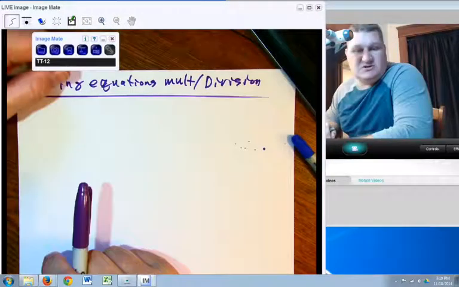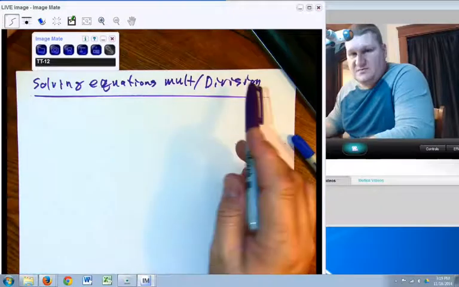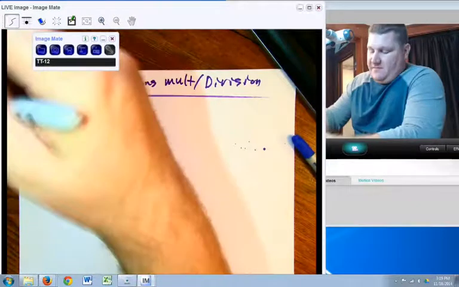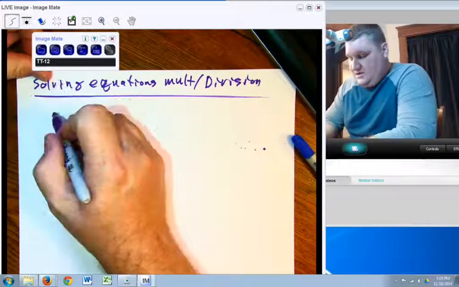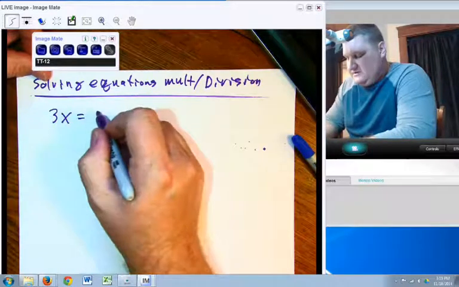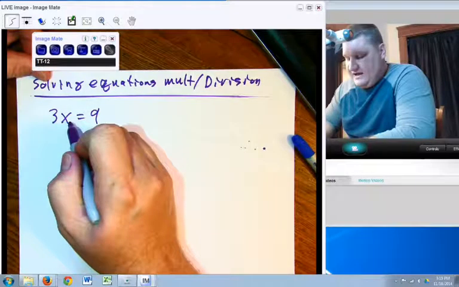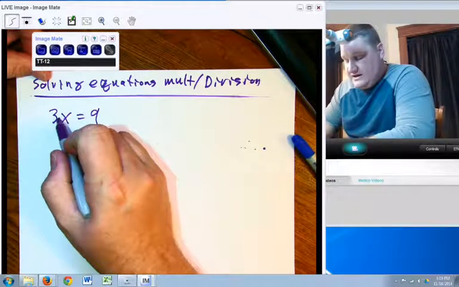Okay, ladies and gentlemen, let's take a look again at solving equations, but this time we're going to do it with multiplication and division. Now, multiplication and division is going to work something as follows. If I have 3x equals 9. Now, anytime we have a 3 slammed up next to an x, it really means 3 times x.